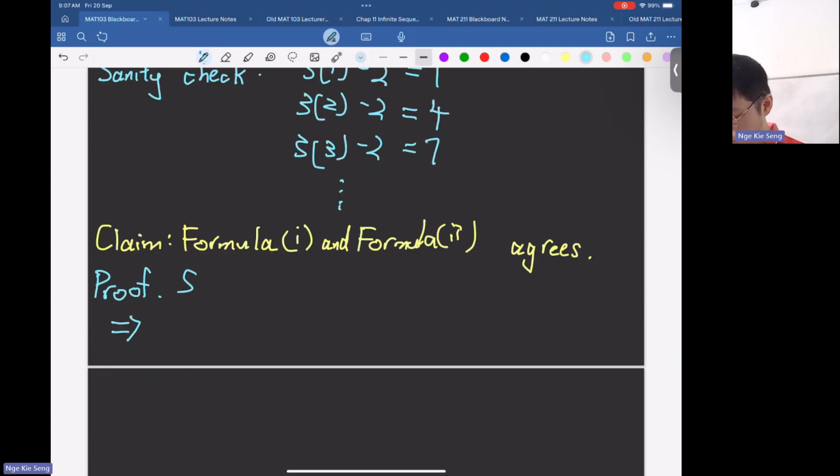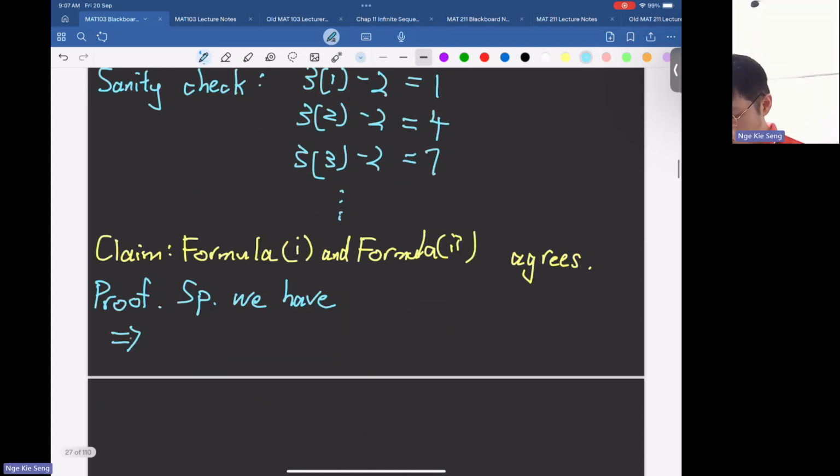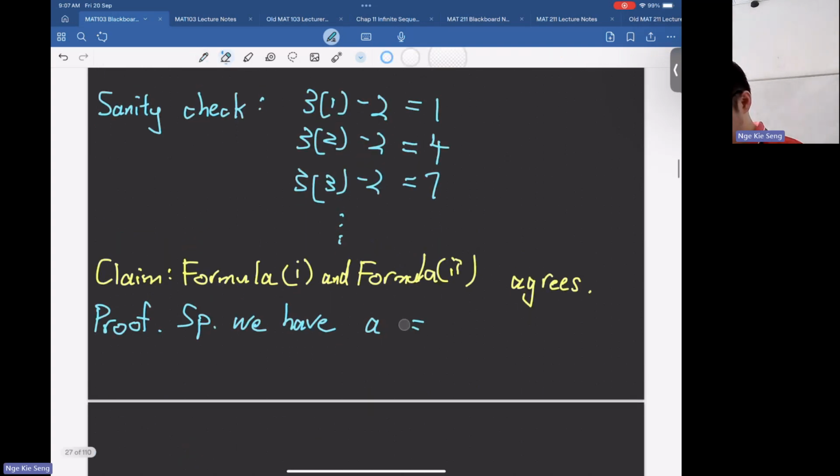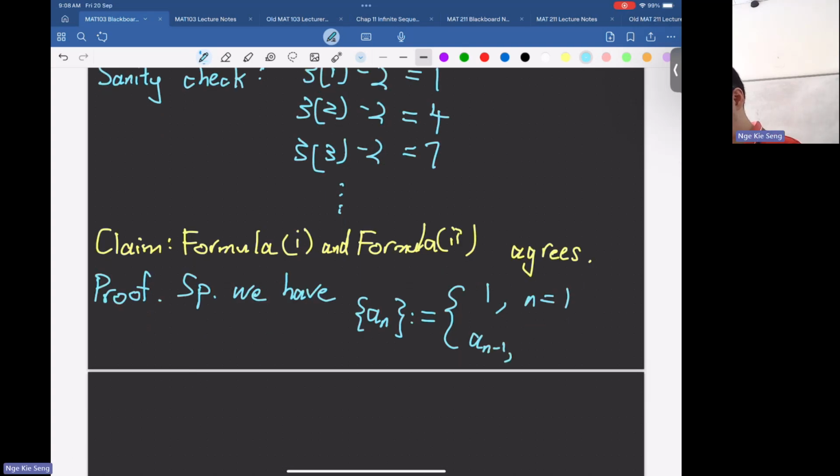Let's suppose we have a sequence A_n. Sorry, let's put it this way. A_n is defined by A_1 equals 1, so it equals 1 when n equals 1, and A_n equals A_(n-1) plus 3 when n is greater than or equal to 2.